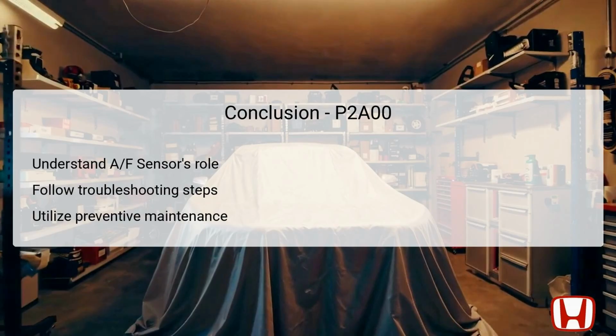Understanding the role of the AF sensor in managing engine performance is key to addressing DTC P2A00 effectively. The troubleshooting steps outlined will guide technicians through systematic assessment and repair, ensuring a comprehensive approach to identifying the root issue. Recognizing symptoms like a rough engine idle or poor fuel economy can alert drivers to potential sensor problems. Implementing preventive maintenance strategies can extend the life of the AF sensor and prevent future DTC occurrences.